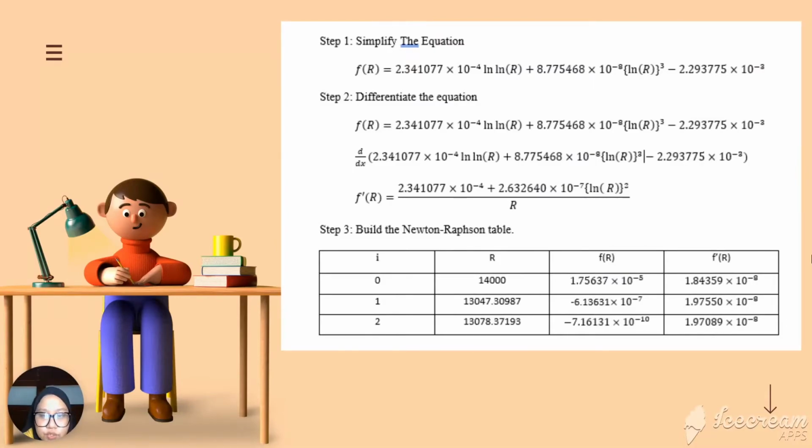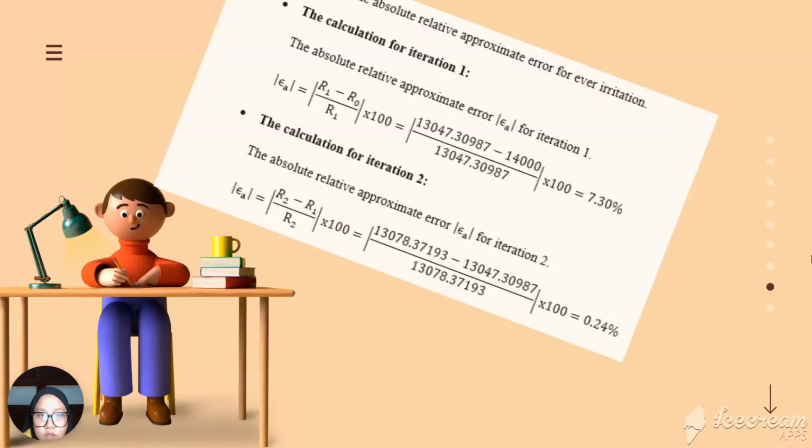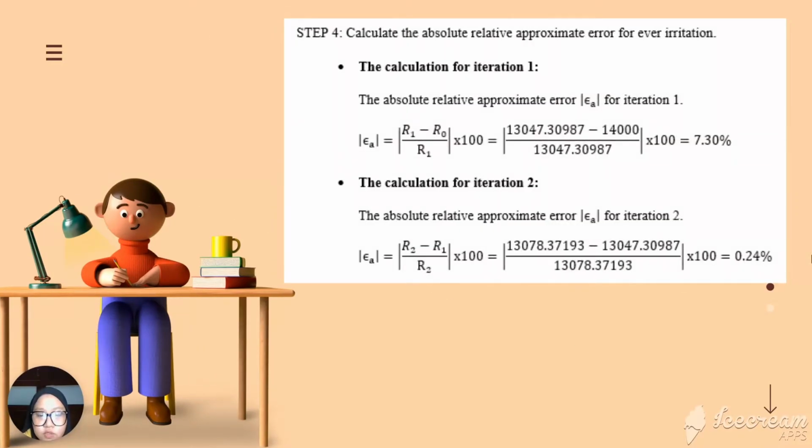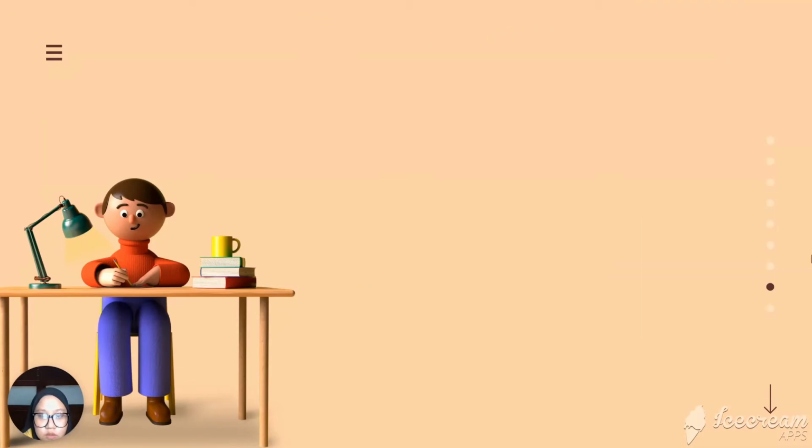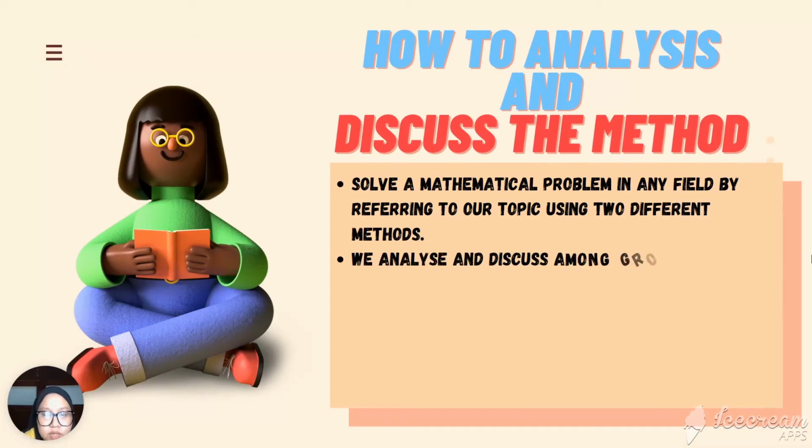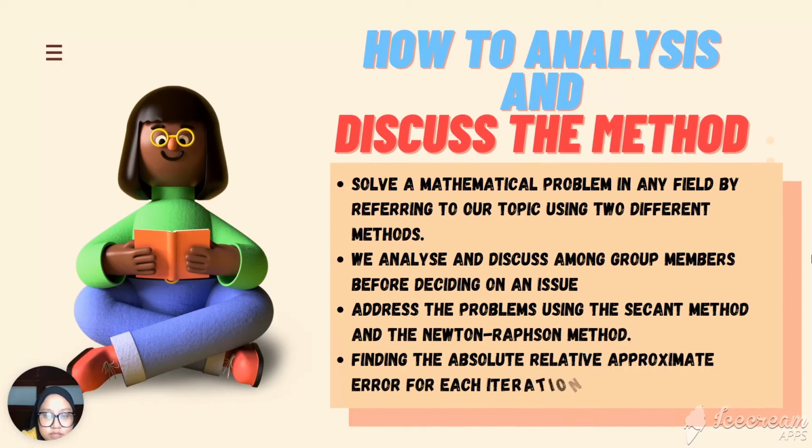For step 3, we need to build the Newton-Raphson table. And for step 4, we need to calculate the absolute relative approximate error for each iteration, which is until iteration 2, as stated in the Newton-Raphson table. And then we analyze and discuss the method based on the instructions provided in the project.